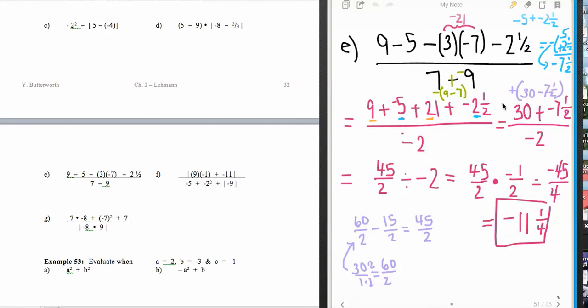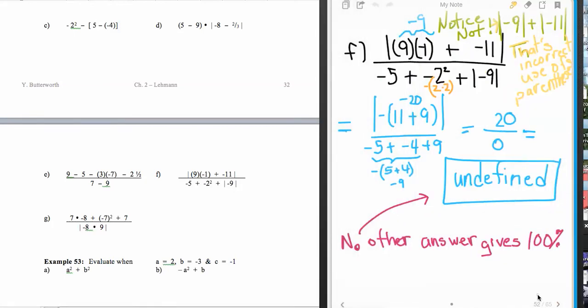And then those two added together, you see that down here in purple. And I did need an improper fraction because I was doing a division, so I did that work as an improper fraction. So 45 halves divided by the -2, and that's where our final answer came from.